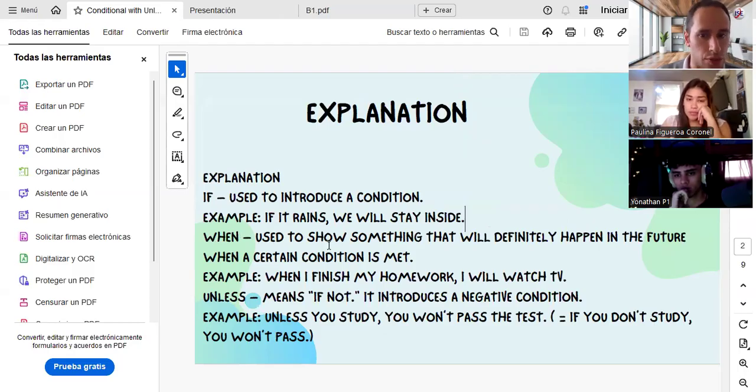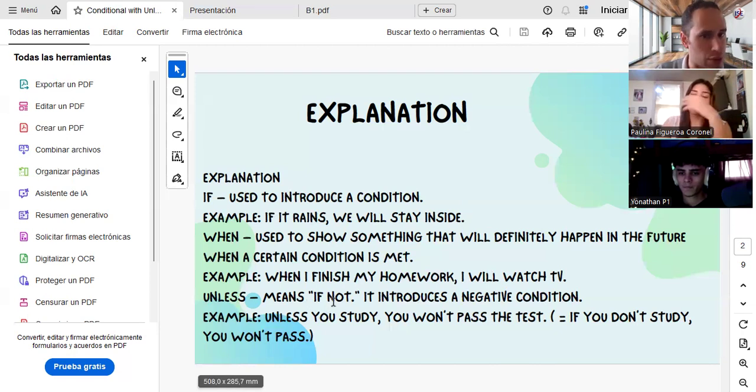When, used to show something that will definitely happen in the future. So we use when para mostrar algo que definitivamente va a pasar when a certain condition is met, ¿cierto? Cuando una cierta condición es cumplida. Example, when I finish my homework, I will watch TV. So you are sure that when you finish your homework, you can watch TV, right? It is clear. You're sure, it's certain. When you meet this condition, something else will happen.